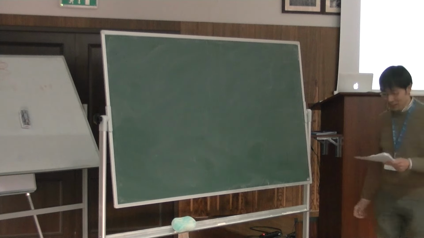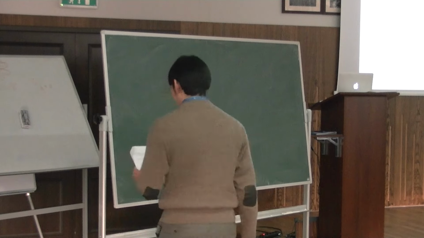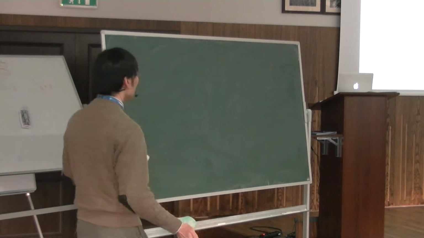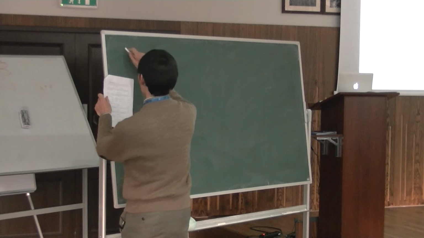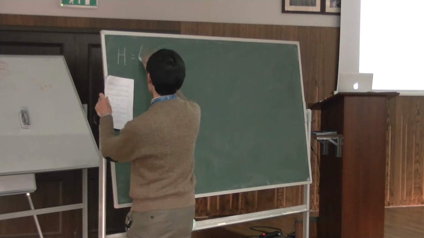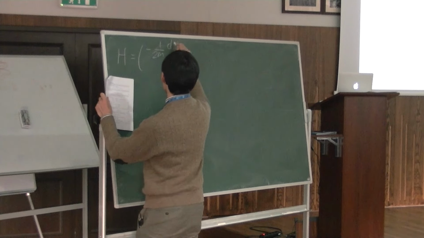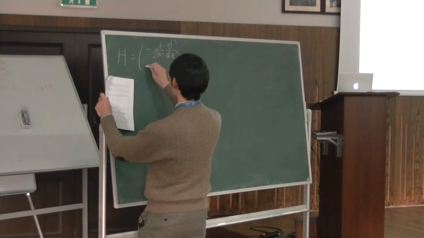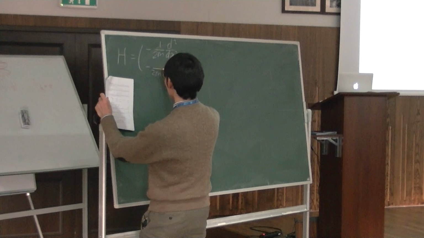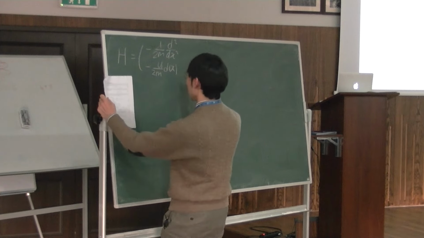Okay, sorry, I'd like to go to the answer time. But if you are keeping doing, please keep doing. And the Hamiltonian is minus d/dx squared, and the potential is 2mu1 delta x here.